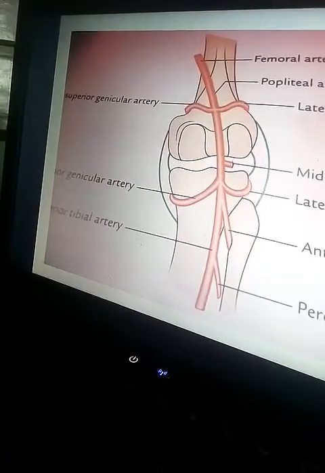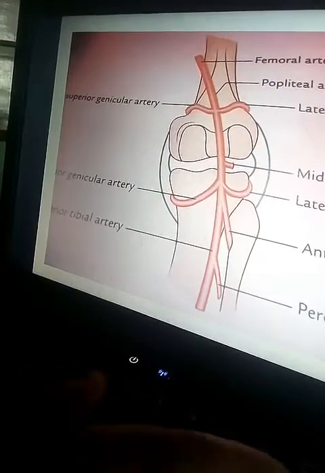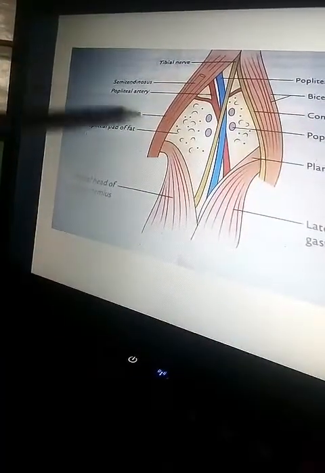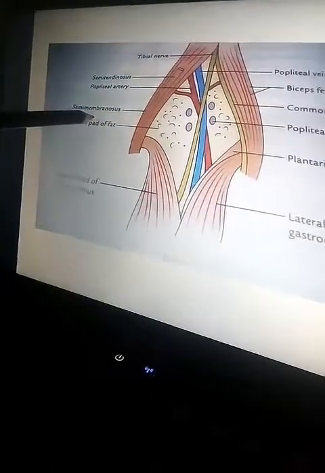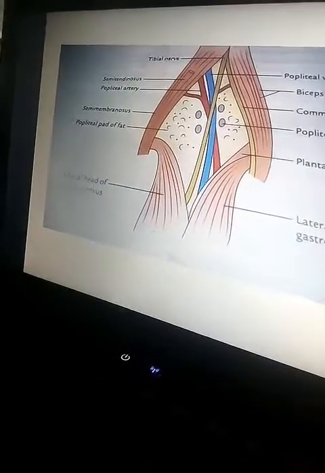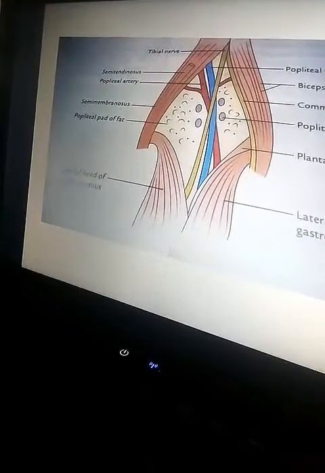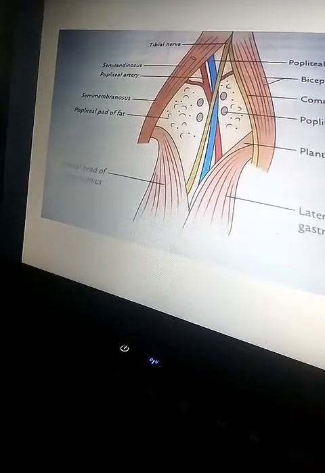Now relationships of the popliteal artery. Anteriorly we have the floor of the popliteal fossa, that is the popliteal surface of femur, posterior aspect of the knee joint and fascia covering the popliteus muscle.